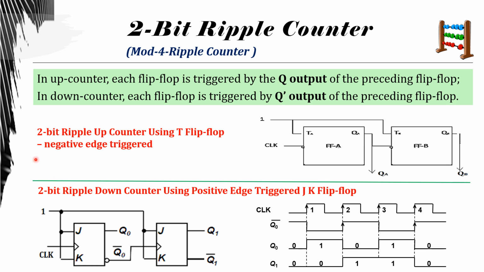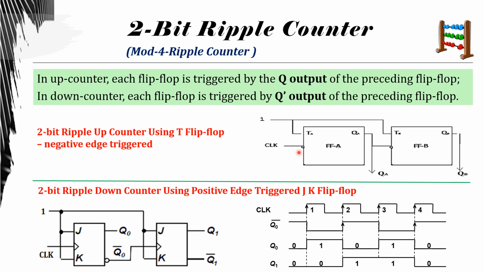And we are using negative edge triggered flip-flops. So the external clock is connected, and the flip-flop will be active at the negative transition of this clock. Then it is an up counter. Since it is an up counter, the Q output of the preceding flip-flop is connected as the clock input of the next flip-flop. So this is a 2-bit ripple up counter designed using T flip-flop, and it is negative edge triggered T flip-flop.